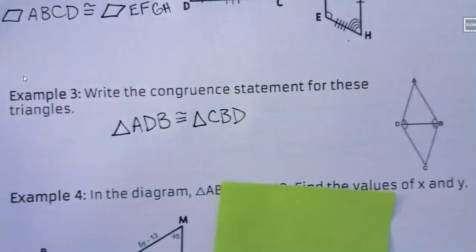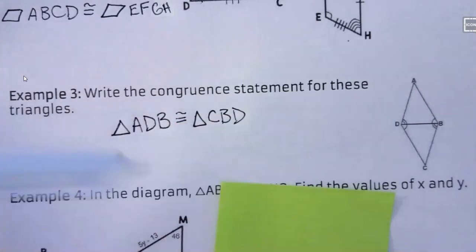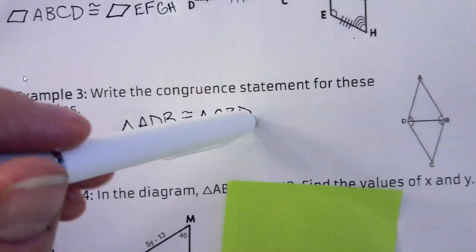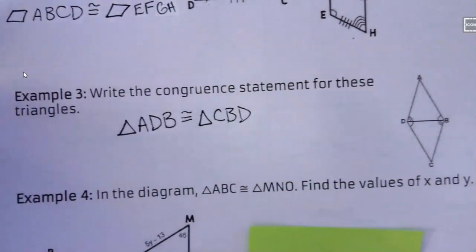So if you're having a hard time seeing it, look how D has 2 arc marks on the top and B has 2 arc marks on the bottom. So D and B should match up. So that is one congruent statement you could have written.